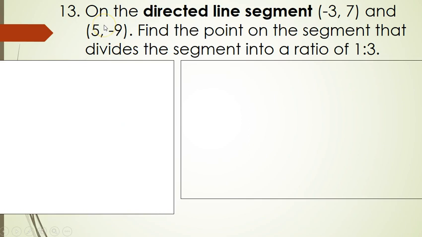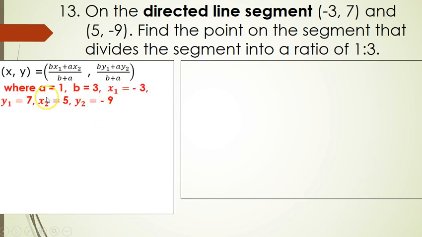So number 13 is a directed line segment. Both of these formulas are on your formula sheet, and I'm going to show you both ways to do this. It says find the point that divides the segment into a ratio of 1 to 3. So the first formula on y'all's formula sheet is the ratio formula. So a is equal to 1, b is equal to 3. We know that x1 is negative 3, y1 is 7, x2 is 5, y2 is negative 9, right?